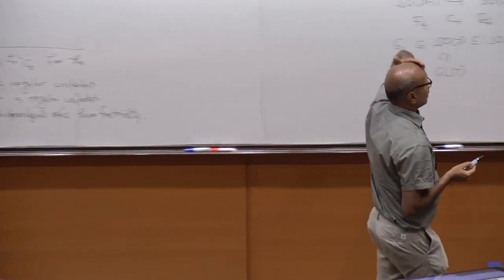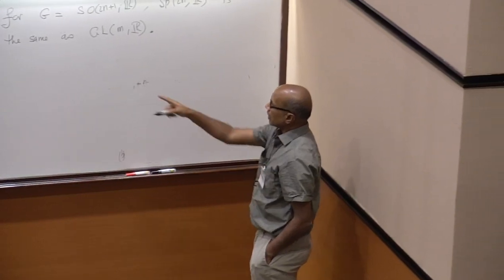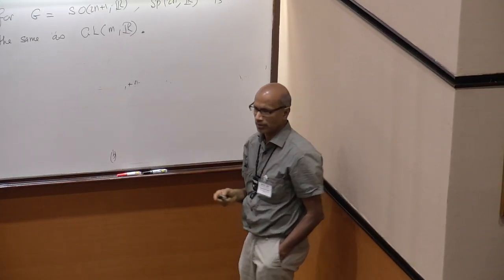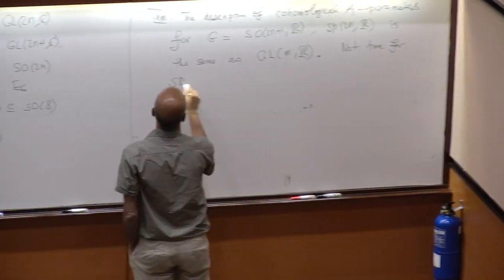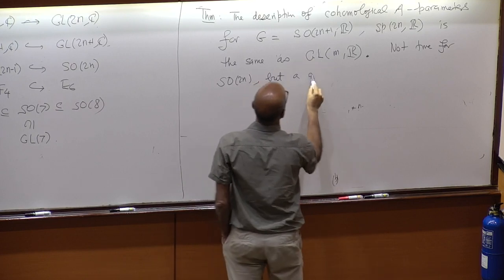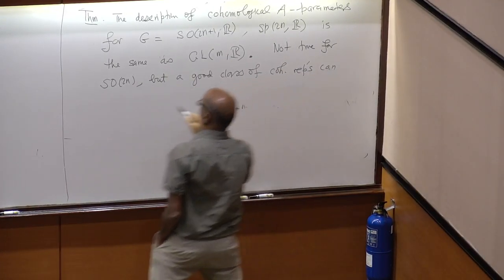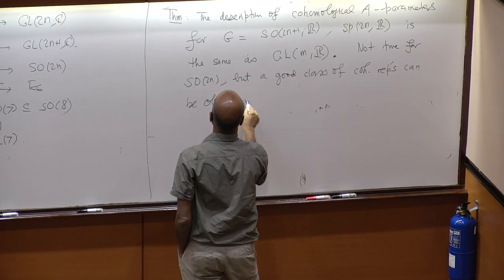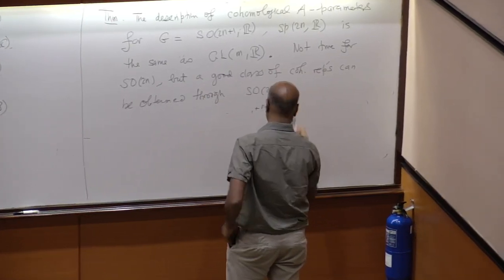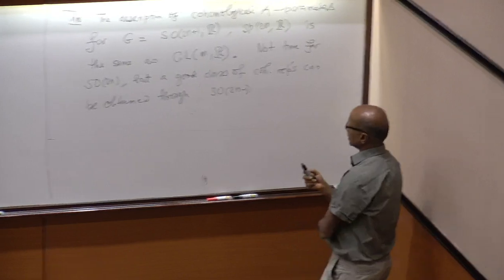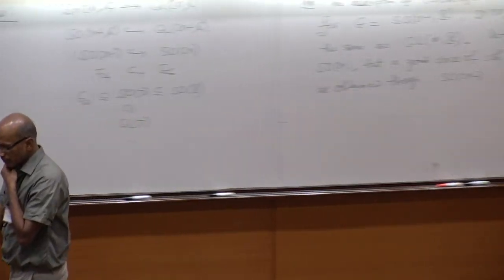So therefore, cohomological A parameters of this is this. And it's not quite the case for SO2N. But for SO2N, one can get a good mileage out of SO2N minus 1. Not true for SO2N, but a good class of cohomological representations can be obtained. True. So not all cohomological representations are transferred from SO2N minus 1. There is a certain symmetry which is required. So this seems good. All right, so I think I have 10 minutes.